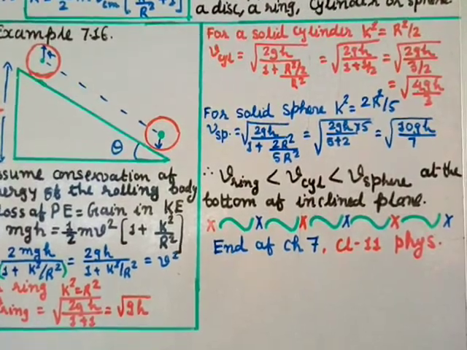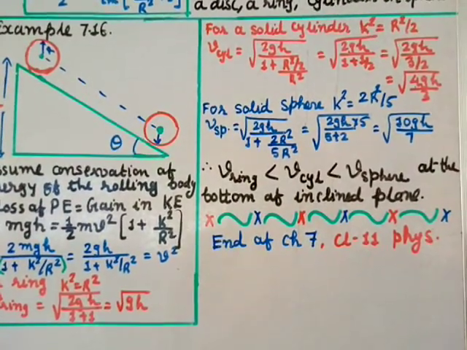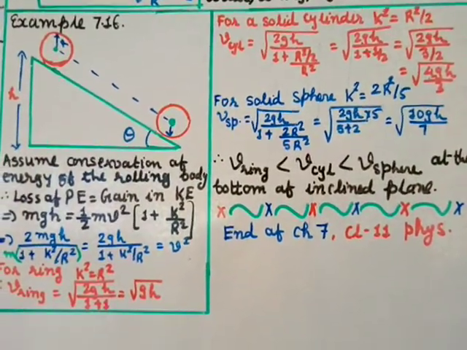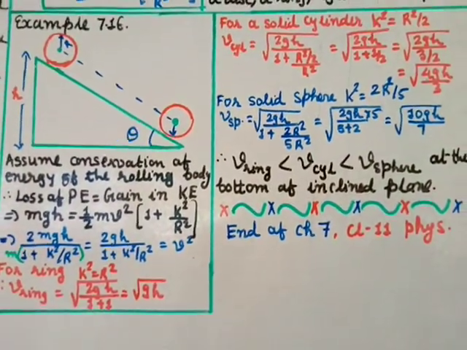We'll keep this much, and with this we end chapter 7, Systems of Particles and Rotational Motion, of physics class 11. Okay, we end the chapter here.